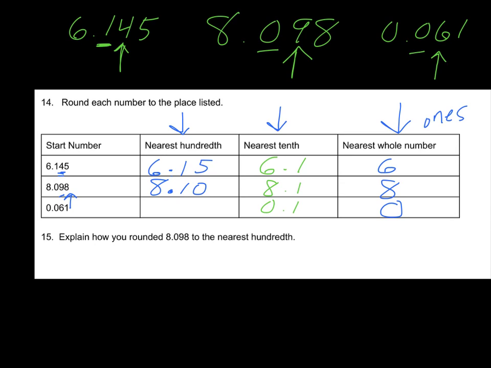And the final one here, for this question, we have a 6, and to the right we have a 1. And remember, 0 to 4, hit the floor. So since there's a 1 to the right of this 6, it is going to remain the same. And there you go.